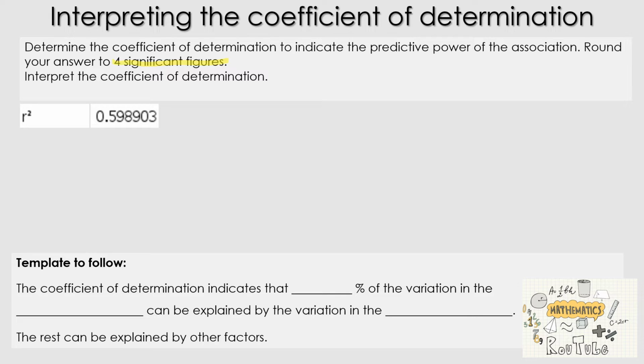So please make sure you're aware of how to round using significant figures. We have a look here, 0.598903. When we're rounding sig figs, we always start at the first non-zero. The first non-zero, obviously working left to right, is 5. So 5 is going to be our first significant figure. And then every digit after that is going to be significant.